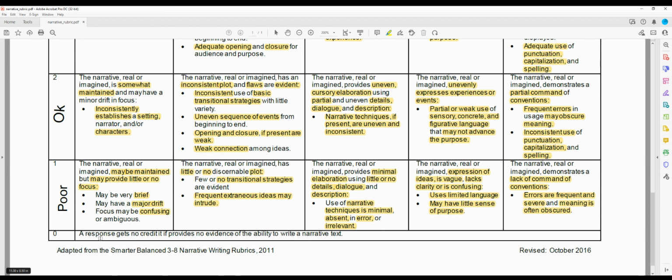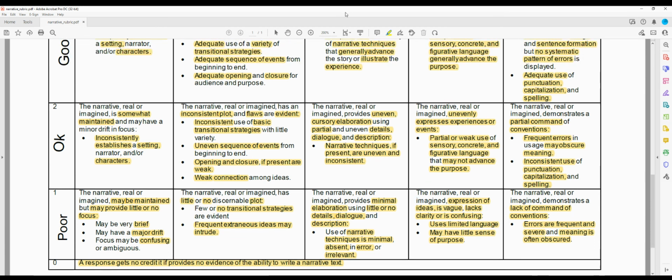And of course, a 0 paper all the way across, a response gets no credit if it provides no evidence of the ability to write a narrative text. If you have no clue how to write anything, you don't write anything at all, then you get a 0. That one should be pretty obvious to you. So I'm going to zoom out a little bit.